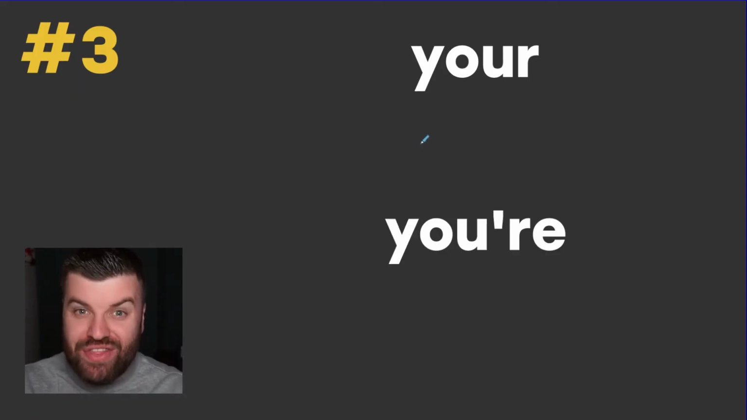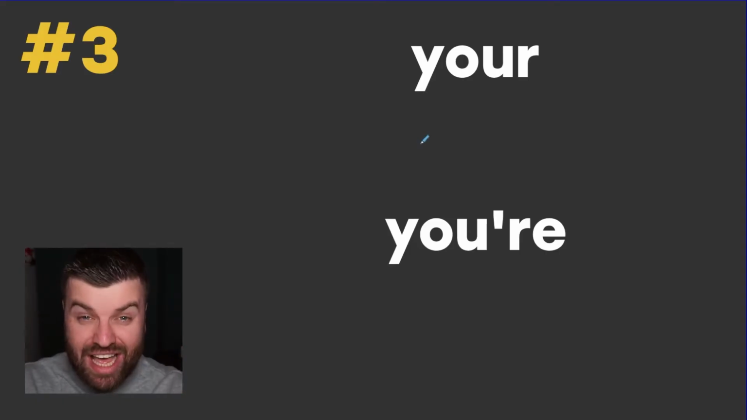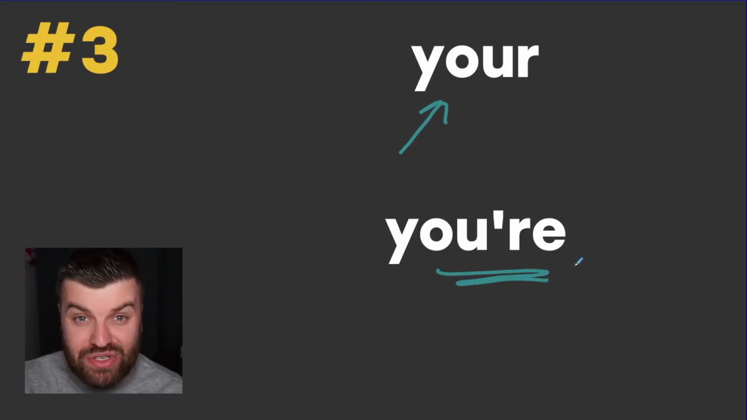Your and you're. These homophones make up one of the most classic grammar mistakes that we see so often. Most people like to use this top one for any context, but we need to remember there's another option down below with a contraction, and here's how you can work out which one to put in every single time.